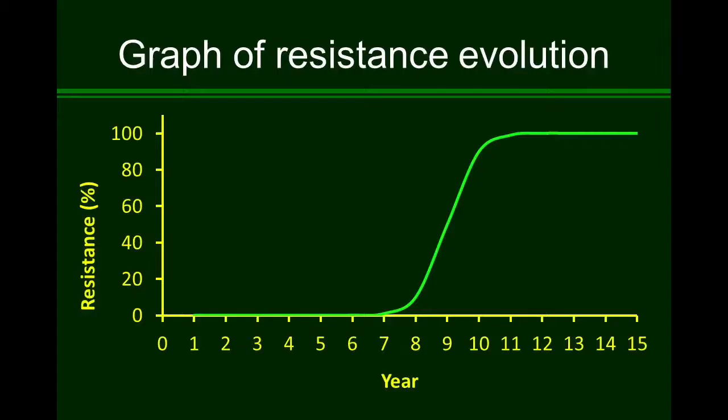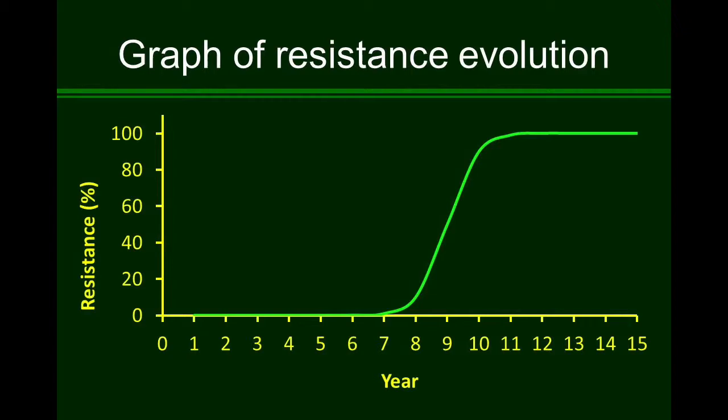And so here's just a standard graph of resistance evolution. I plotted on the y-axis, you can think of this as the percentage of the plants in the field that are resistant over time. And this is the general shape of the curve. Now I have it showing here in this graph that about year 7 it starts to take off, where you start seeing resistance. It may not always be year 7. It might be year 5 or year 9. Again, if you go back to the previous slide, lots of factors can influence it. But this is the general shape.